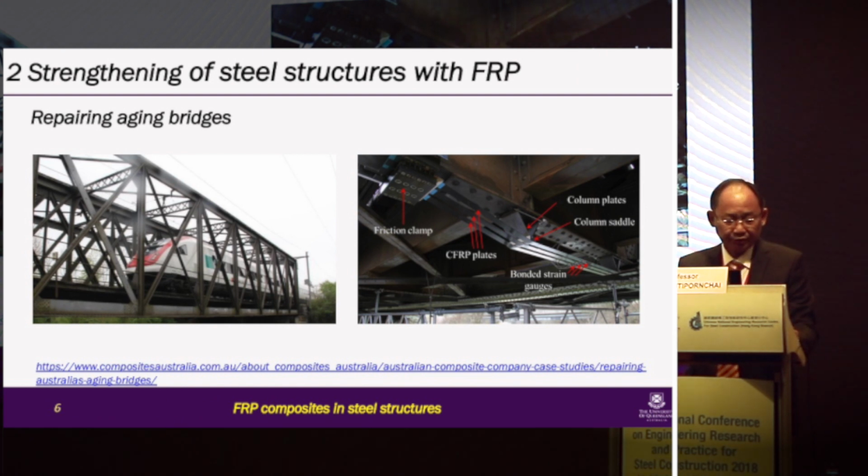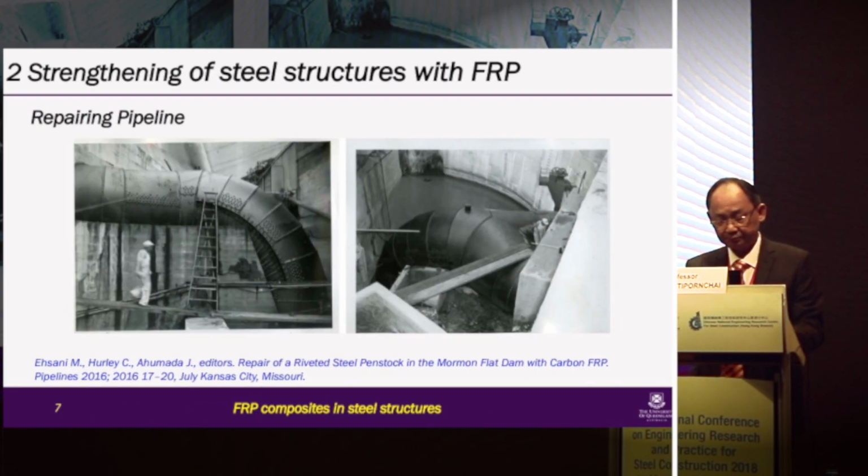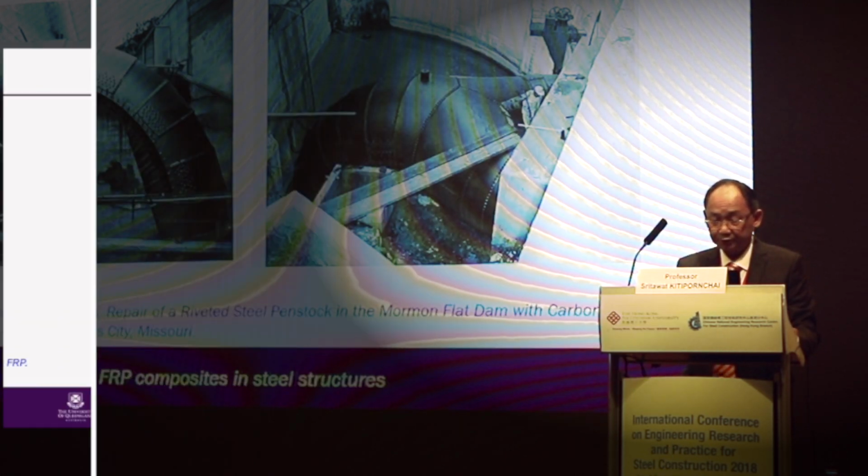But due to the high strength to weight ratio, pre-stressed CFRP has been used to strengthen, for example, this aging bridge in Switzerland to enhance its fatigue performance. In this example, CFRP has been used to repair a penstock in America, which has a significant thickness loss. And this is because it's very easy to install on a curved surface, and the cost of employing CFRP is much cheaper compared with other options.